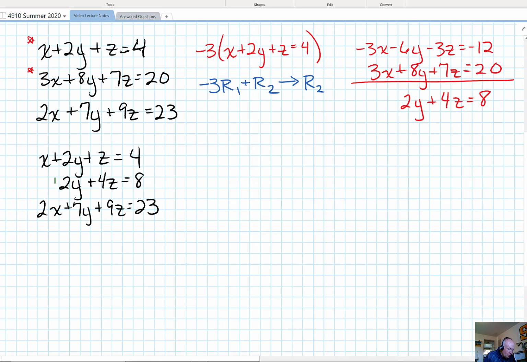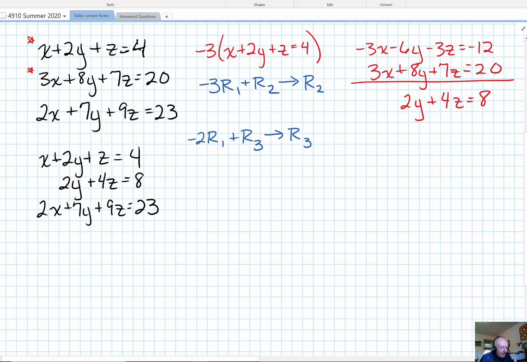Okay, so now we go again. What did we do the first time? We used row 1 and row 2 to eliminate the x's. That was a free choice. But now on this second elimination, we aren't free to choose. Number 1, we have to eliminate x's again. Number 2, we have to use the row we didn't use. And so we're going to use row 1 and row 3. We're going to take minus 2 times row 1 and add that to row 3. And the answer I get is going to be my new row 3.